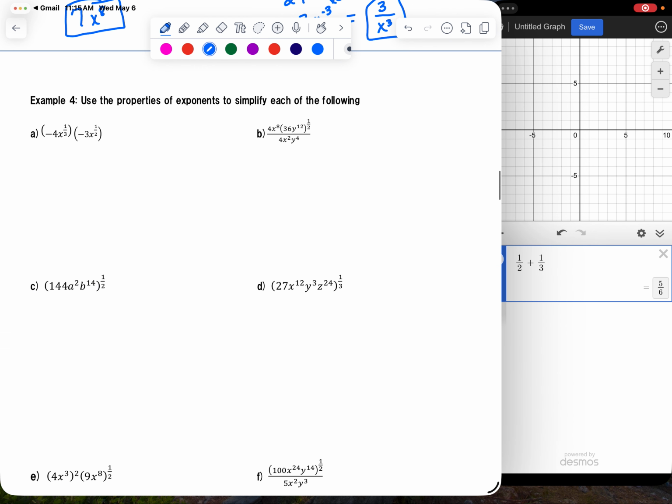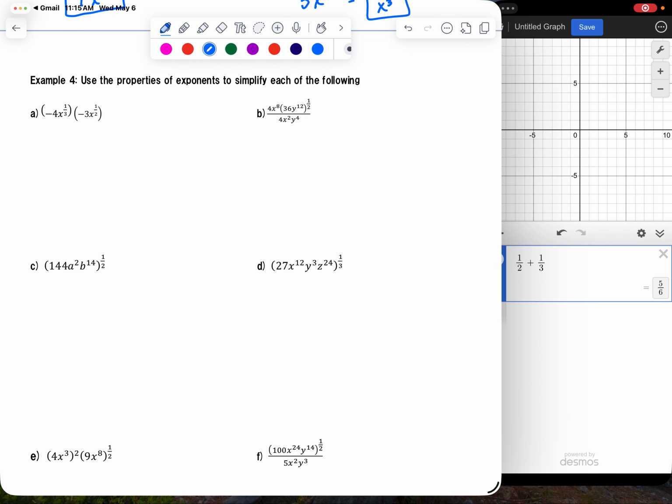All right, example 4. Let's get into some more complicated examples. We have negative 4, x to the 1/3 times negative 3, x to the 1/2. So we'll take our coefficients, negative 4 times negative 3, and then x to the 1/3. Remember, we add the powers when we're multiplying like bases. So negative 4 times negative 3 is 12, and this would be x to the 5/6 power.